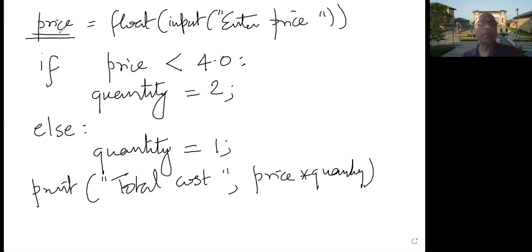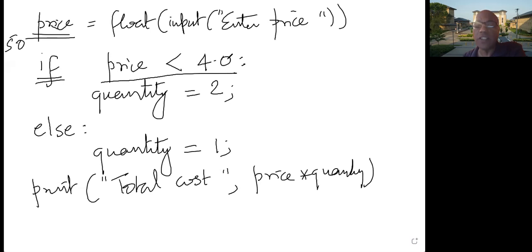So what will happen here? I read in the price of milk. Let's say it is $5. Let's imagine that the user entered $5. Then I check. This is an indication that we are going to check something. If it is the case, what is the case? Price is less than $4. The value of price is $5. 5 less than 4. No, that is not true.